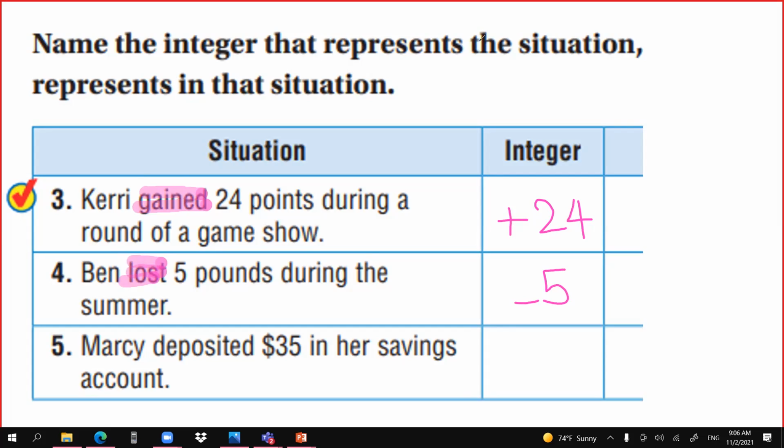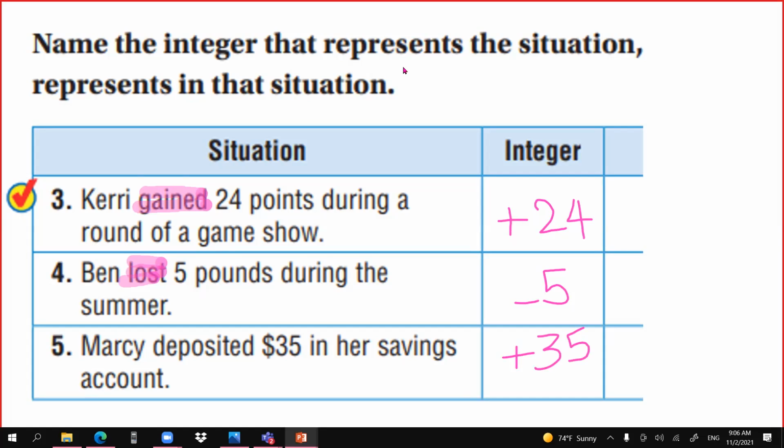It's positive 35. What do you mean by deposit? Oh, it's negative. No, you are correct. You said it correctly. Deposit means you put in money, so it's going to be positive 35.